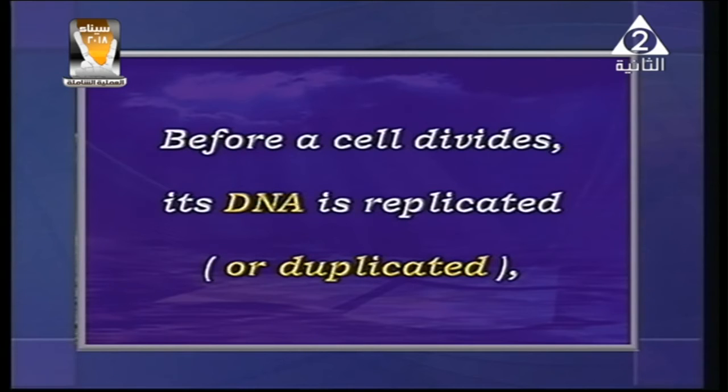we got some information about how cells divide. We studied the division of the cell. We said that we have two types of division, in somatic cells and in reproductive cells. And actually, in both types of division, the DNA needs to be duplicated or replicated. Well, let's discuss this point.